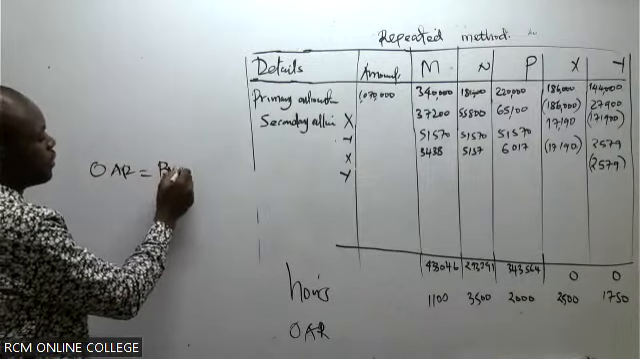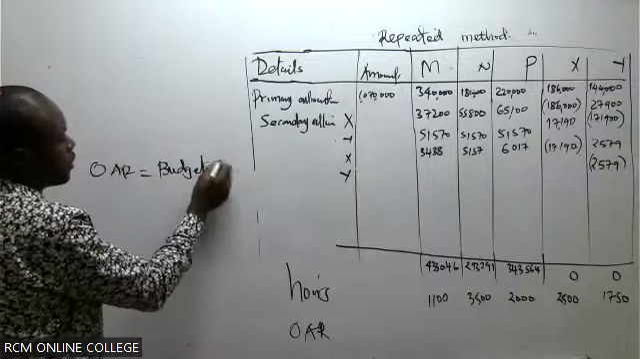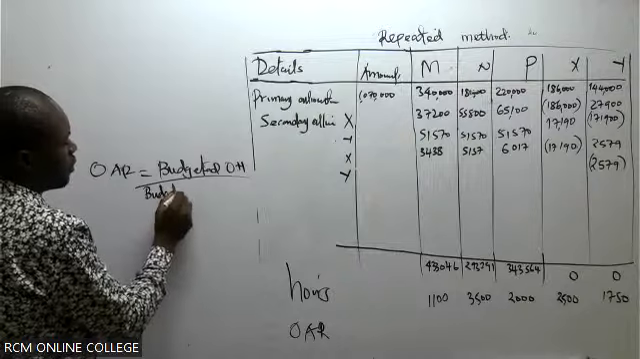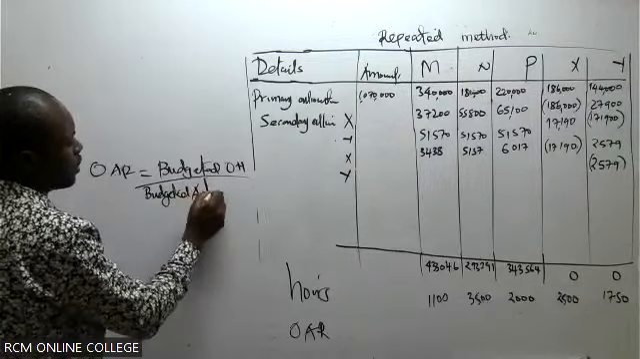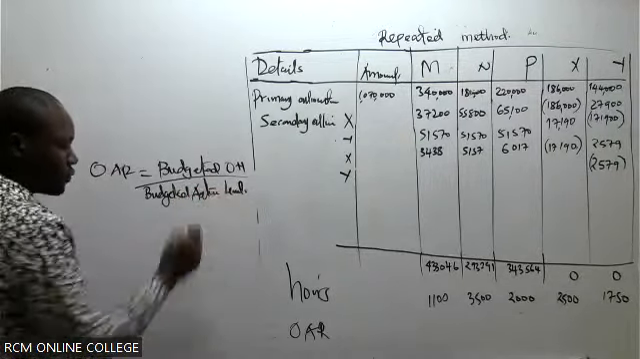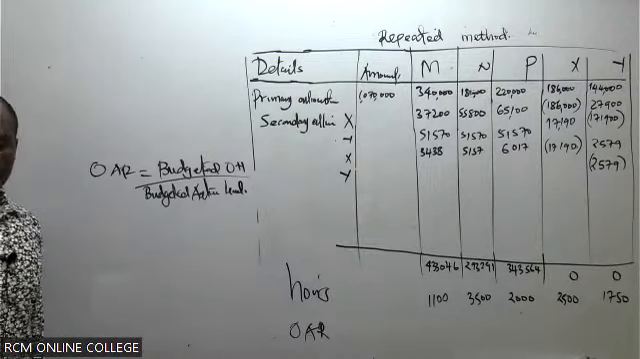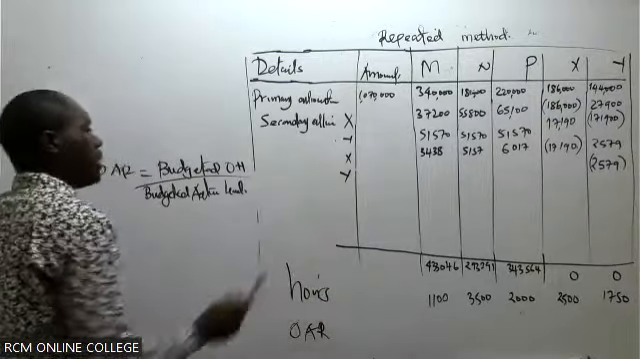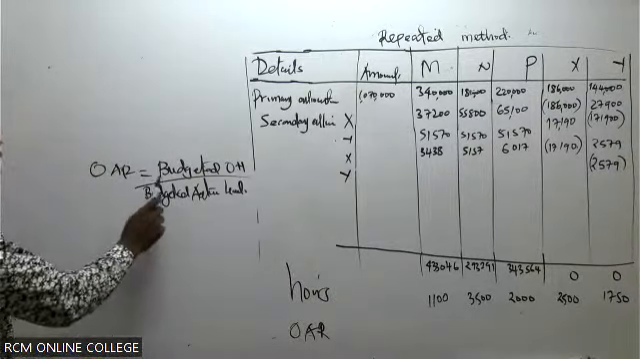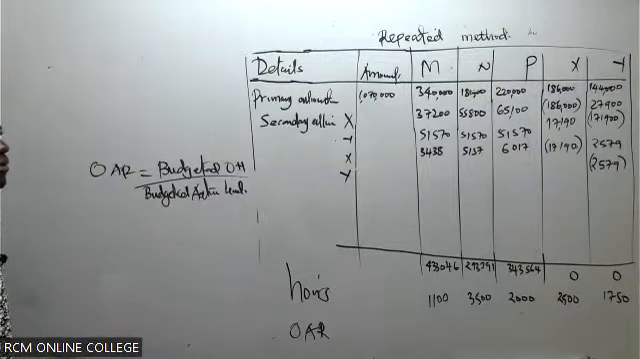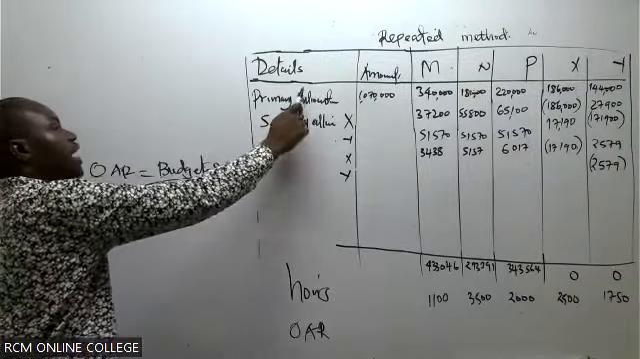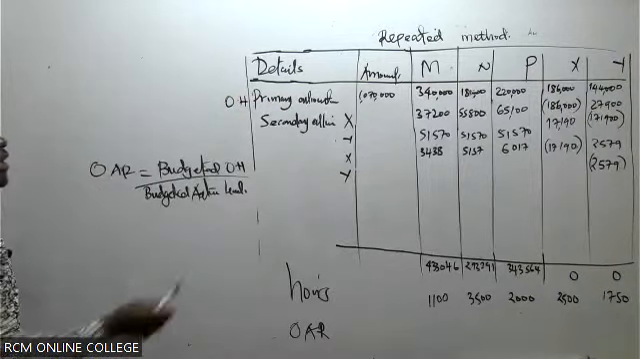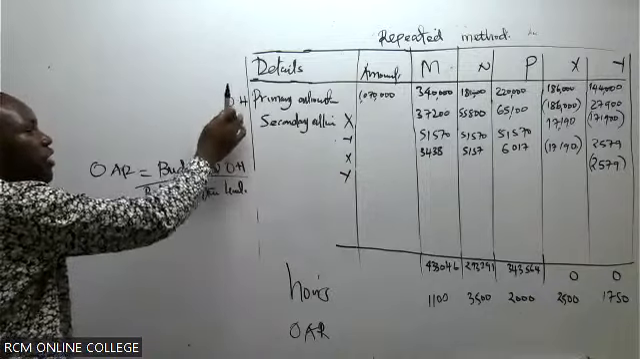Is equal to budgeted overheads divided by budgeted activity level. Here, they are now requesting us to give them the overhead absorption rate for the departments. Do we have budgeted overheads? These ones here were overheads allocated under primary allocation. Then we've done secondary allocation for the overheads.